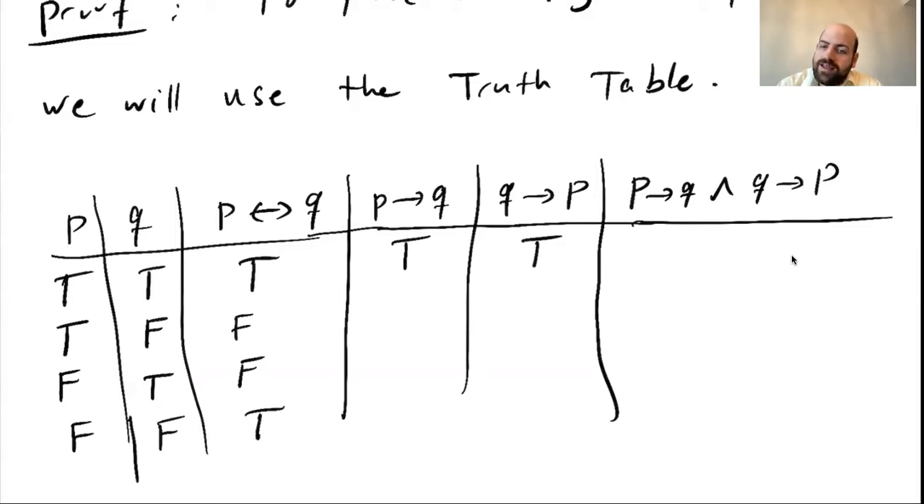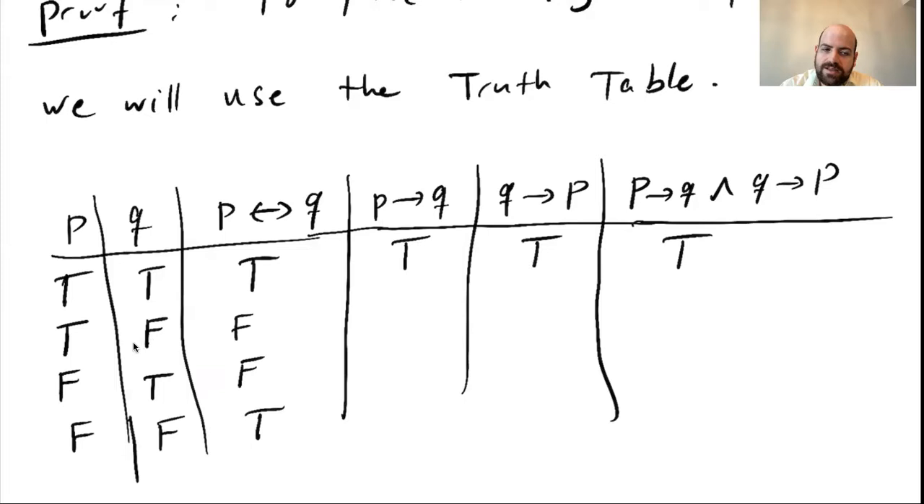And then the last column is this column, conjunction this column. How can I find the conjunction? Conjunction of two statements will be true if both of them are true. If one of them is true and one of them is false, then the conjunction will be false. And of course, if both of them are false, again, conjunction will be false. But here, both statements are true, so the conjunction will be also true. Okay, so that's for the first row.